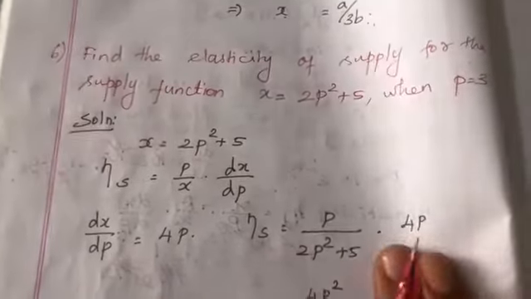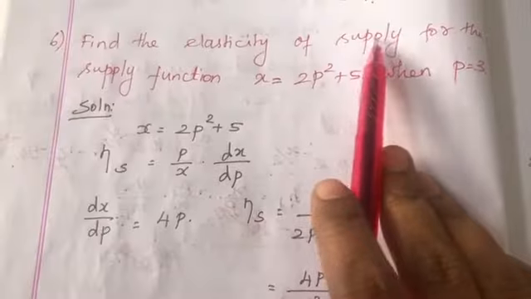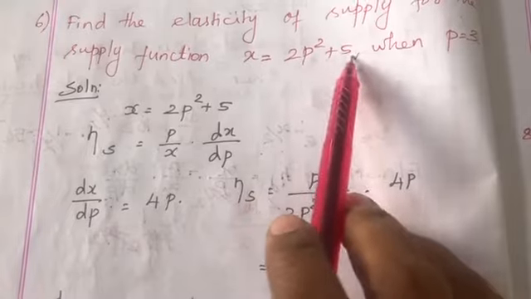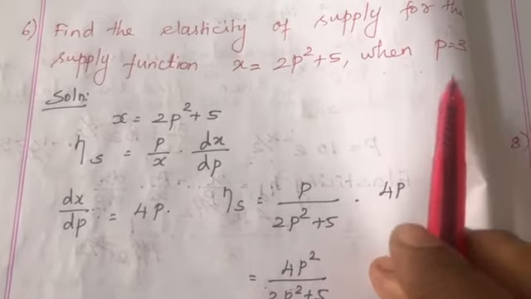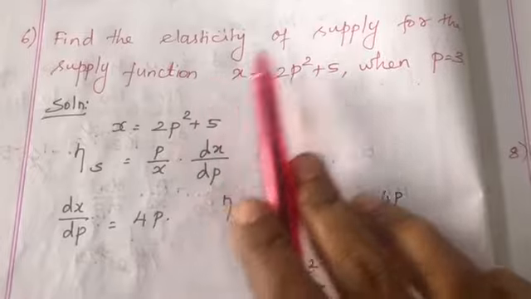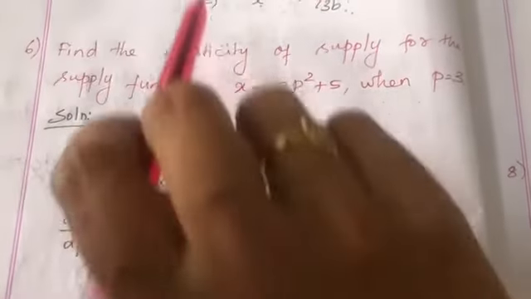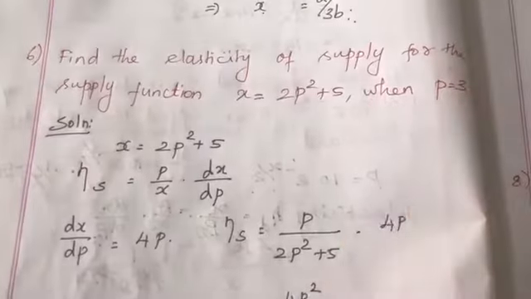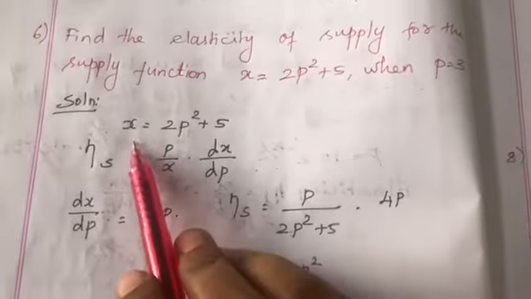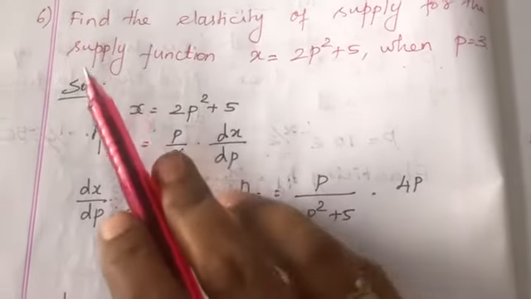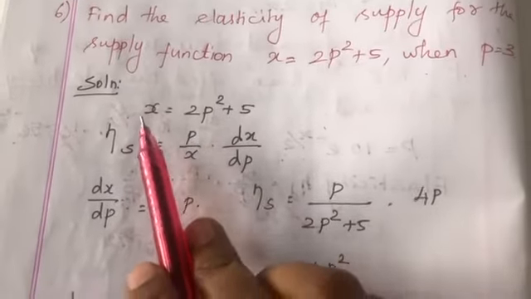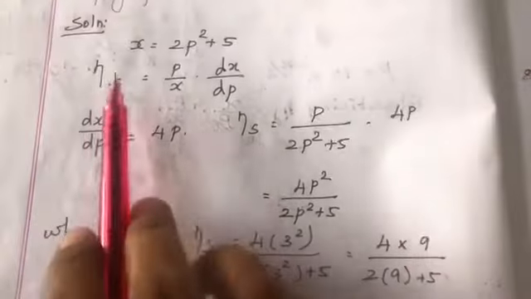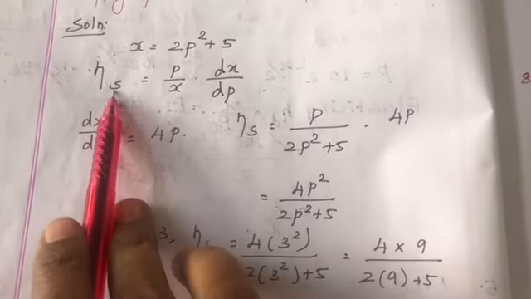6th one, find the elasticity of supply for the supply function x is equal to 2p square plus 5 when p is equal to 3. Find the elasticity of supply. Here we have found the elasticity of demand in the previous problem. Now the elasticity of supply we need to find. So x is given, here the function output is given, in the earlier problem p was given as the function, but here x. So x is equal to 2p square plus 5, that is eta s, that is elasticity of supply, eta s.